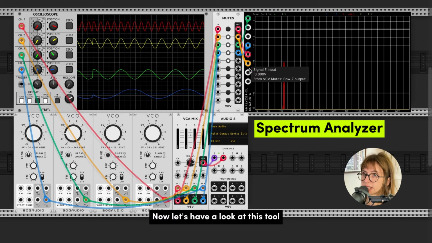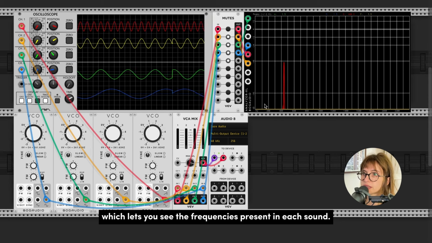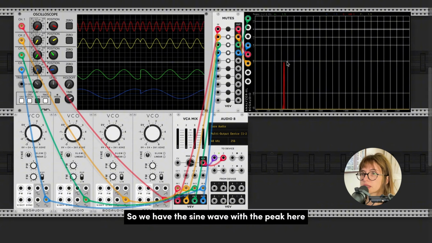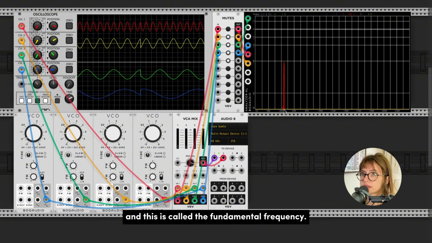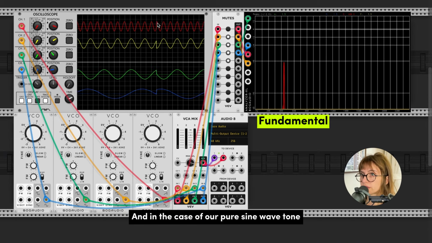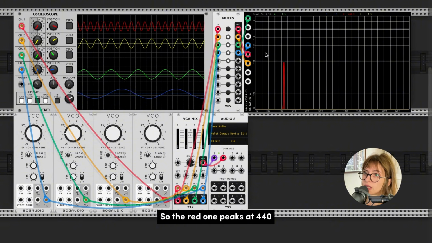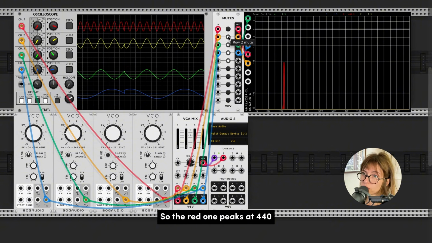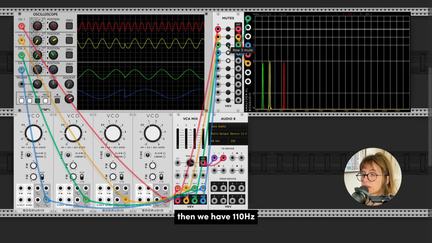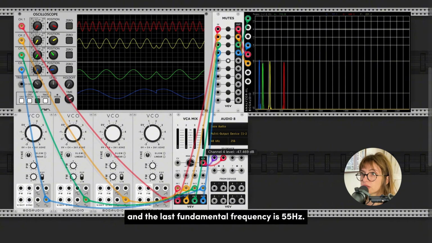Now let's have a look at this tool called the spectrum analyzer, which lets you see the frequencies present in each sound. It displays our signal strength versus frequency. So we have the sine wave with the peak here, and this is called the fundamental frequency. This is the first peak from the left, and in case of our pure sine wave tone, it's technically the only peak. So the red one peaks at 440, the next fundamental frequency is 220 Hz, then we have 110 Hz, and the last fundamental frequency is 55 Hz.